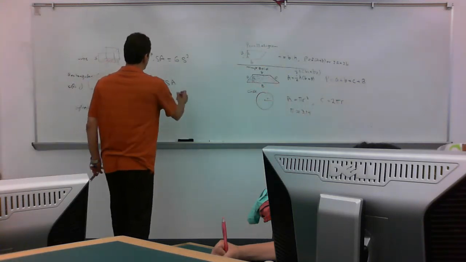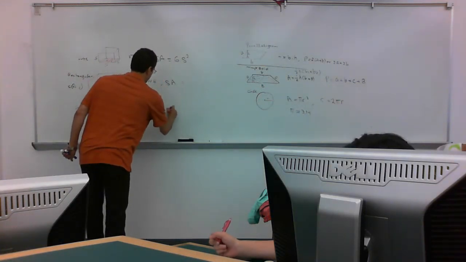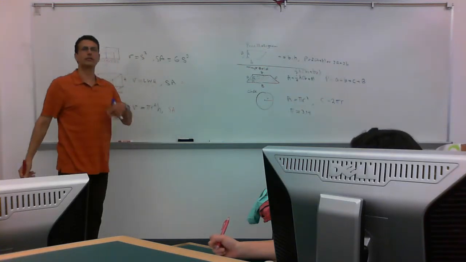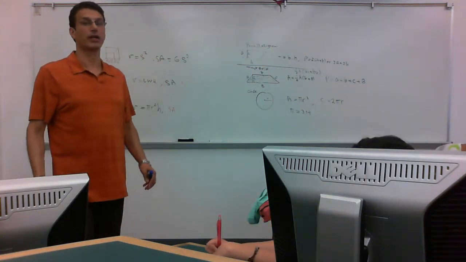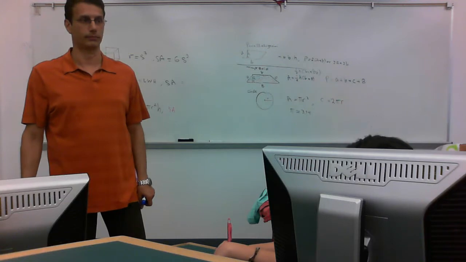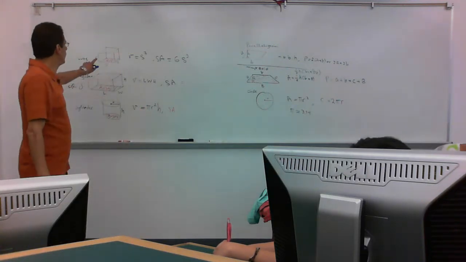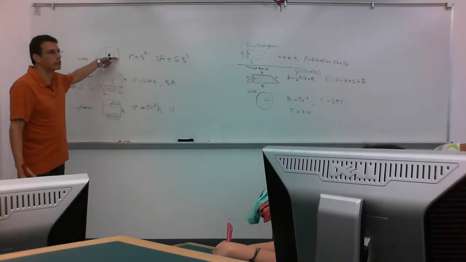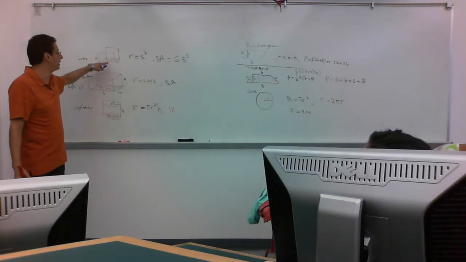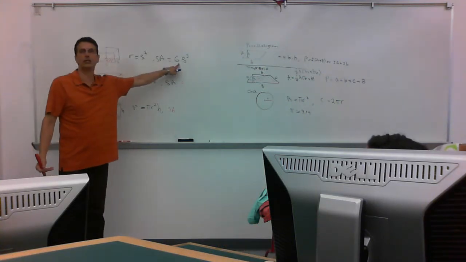Now, the surface area is the same as gift wrapping everything, if you will. When you want to gift wrap this one, you look at one side, doesn't matter which side, and the area is S squared. How many sides does it have?